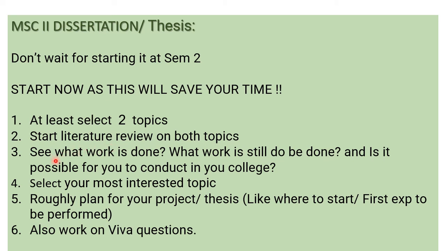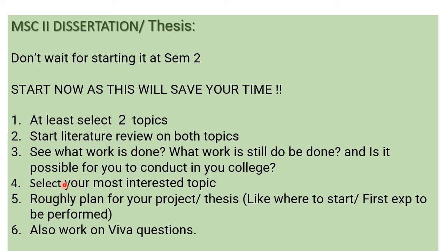Now while you are doing your literature review, what you have to do, you have to see what work is done and what work is still to be done. Because in conclusions it is written that this was our interpretation, or these are the results that we got, but still further work on this is to be done. Or it is required to be done. So that is the part which you look for. And if it is possible for you to perform that particular experiment or take that topic as your dissertation and conduct it at your college level, then you can go for that.